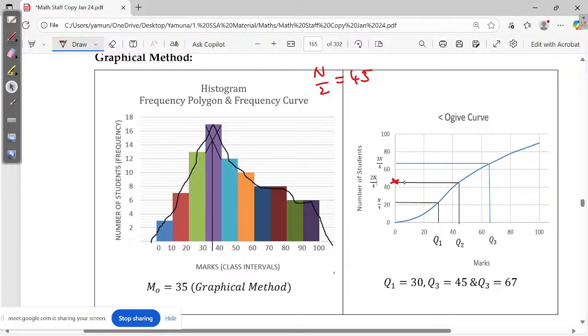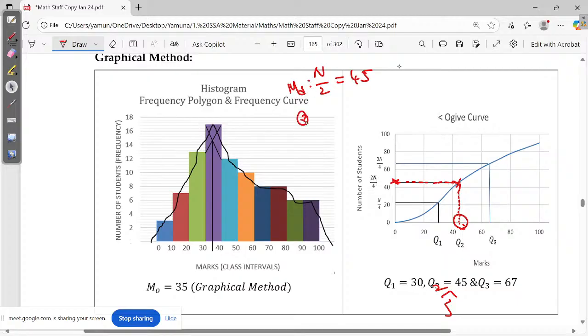From here, you draw a line to the less than ogive curve. You meet the ogive curve here, then drop down here. You'll get the value, and it's approximately 45 I have taken. This is Q2. You can correct it. See, I have not drawn to scale. That's why. So this is with respect to median.